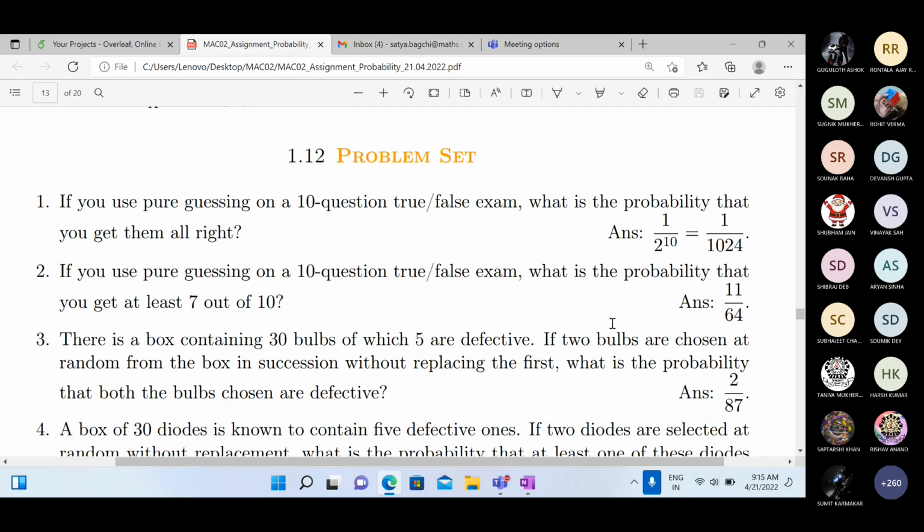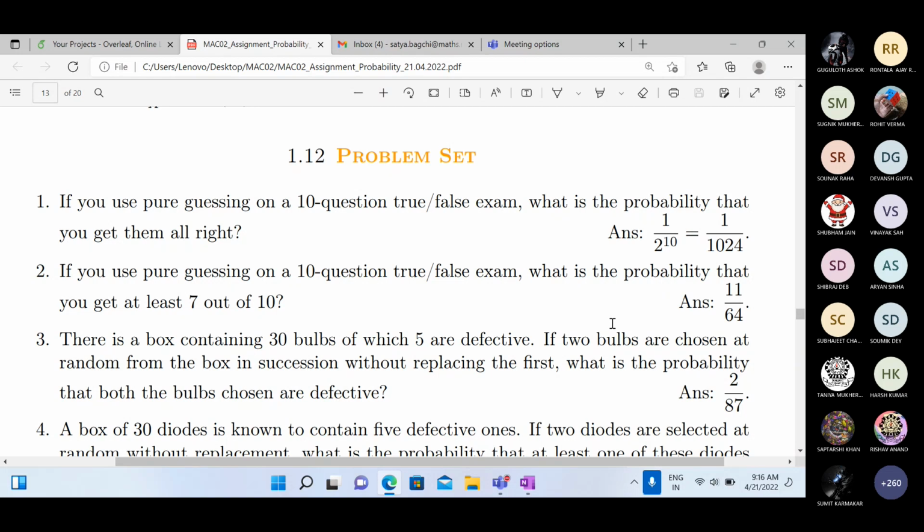So you see question number 2. Let me read this question again. If you use pure guessing on a 10 question true false exam, what is the probability that you get at least 7 out of 10? That means at least 7 out of 10 means you can get either 7 or 8 or 9 or 10. If you get any one of these, then fine. But if you get 6, then it is not considered.